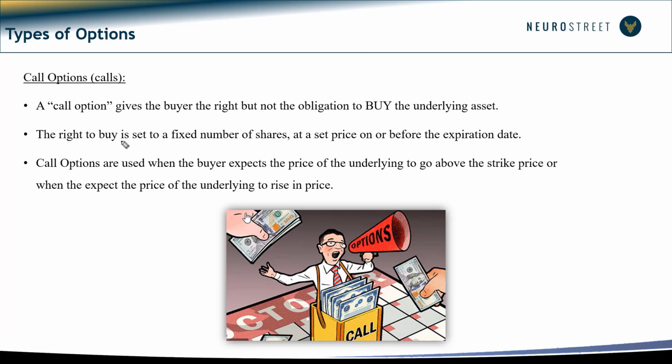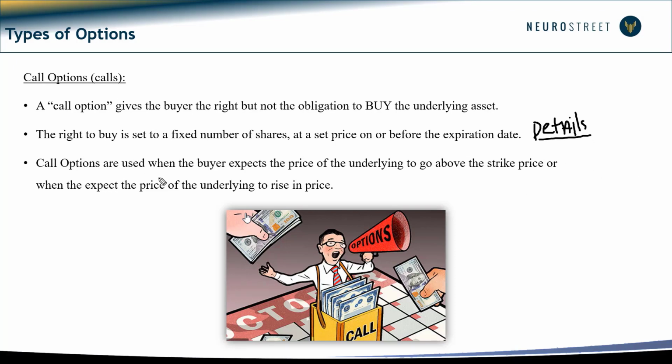Now, the right to buy is set to a fixed number of shares at a set price on or before the expiration. This is all going to be in the details of the option chain. So we're going to be going through option chains. We're going to be talking about all the different details. What is the strike price? What are the spreads? What is the bid? What is the ask? What is the options volume, right? What are all the details of the contract? No different than if you're buying or selling anything. You need to know what the price is and that type of stuff. How many shares, how many contracts you're buying, etc. So when you're doing call options, it's the same thing. But that's all in the options chain. We're going to look at that.